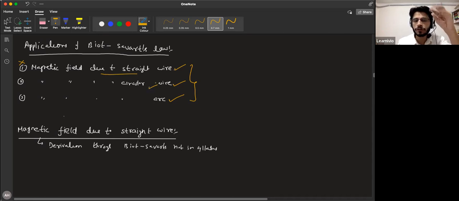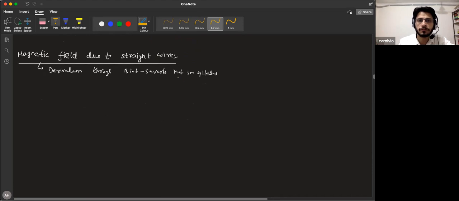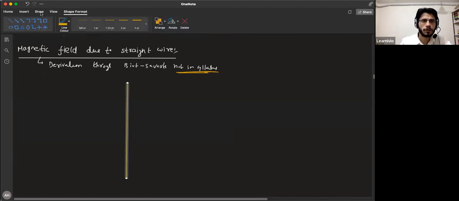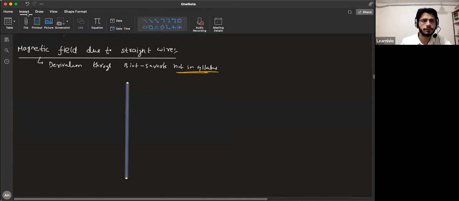We will do the derivation of circular wire. We will do the derivation of circular arc, but we will not do the derivation of straight wire. We'll directly write down its formula and we'll consider the cases. So let's consider the magnetic field due to a straight wire. Derivation is not in syllabus. So let's take a long straight wire. It's a straight wire. You're supposed to calculate magnetic field over this point. You're supposed to calculate magnetic field here.